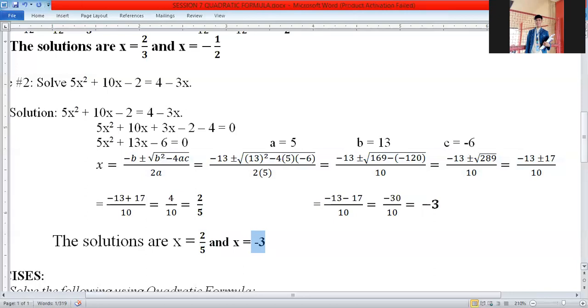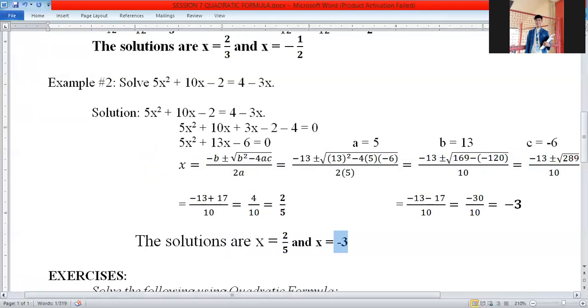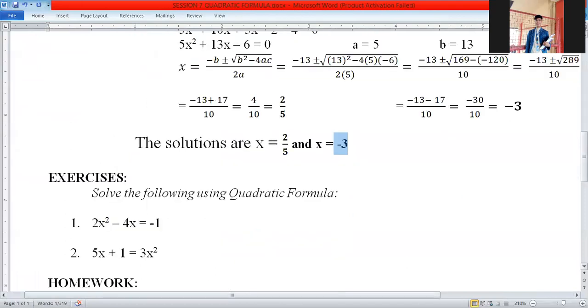So that is how to solve a quadratic equation using the quadratic formula. For your exercises to check your understanding of the lesson, you have to try to solve the two given equations. Solve the following equations using the quadratic formula. Number 1 is 2x squared minus 4x is equal to negative 1. And the other one is 5x plus 1 is equal to 3x squared. You have to send me your answer together with your solution so that I can check.